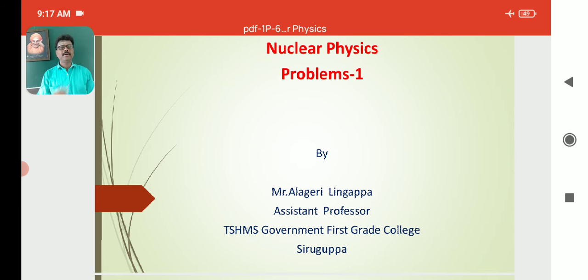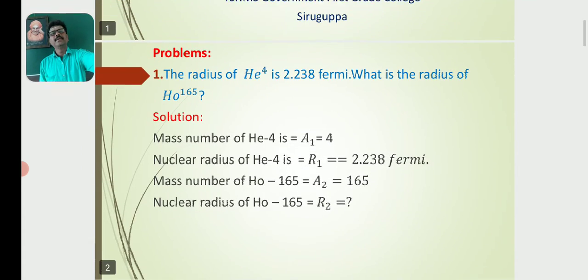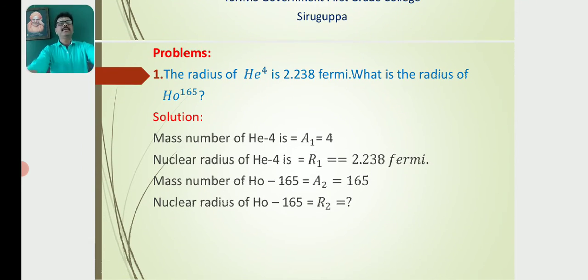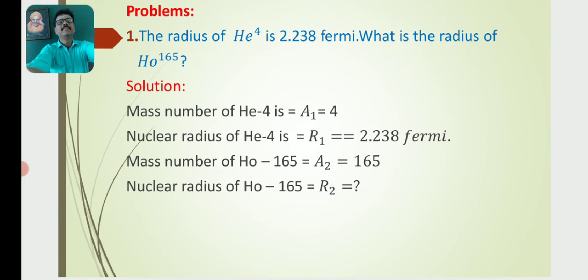Today, I will discuss problems related to nuclear physics. So here you see the first problem. The radius of helium-4 is 2.238 Fermi. Then what is the radius of Ho-165?